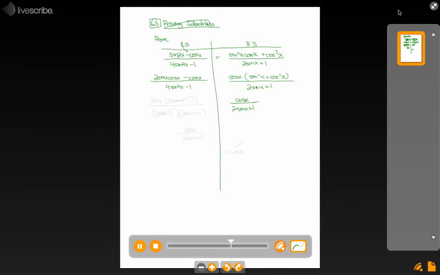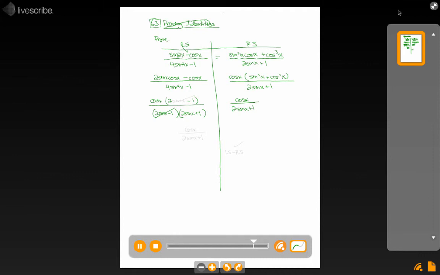Now on the left side I do have some factoring I can do on both the top and the bottom. On the top I can say, well, I've got cos x times 2 sine x minus 1. On the bottom I have a difference of squares. If you recognize that as the difference of squares, good for you. We should be able to factor that as 2 sine x minus 1 times 2 sine x plus 1.